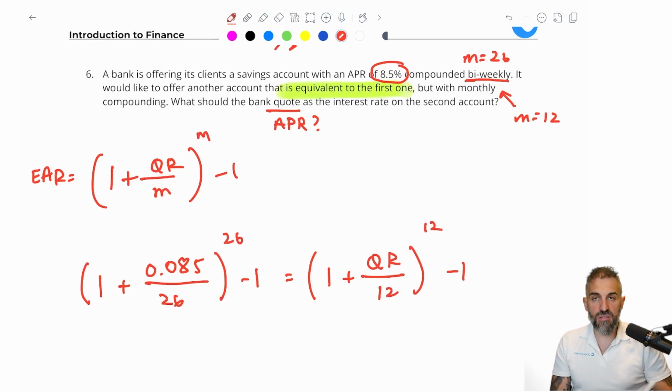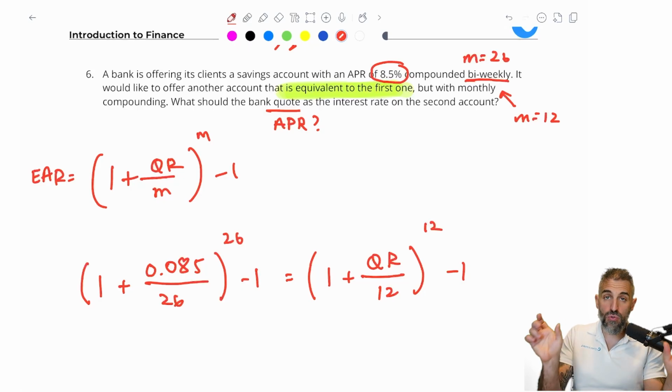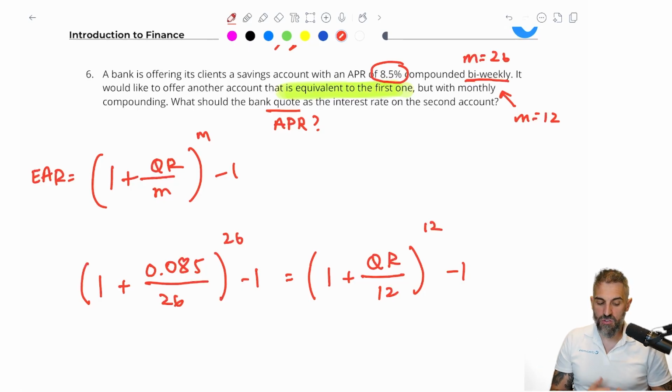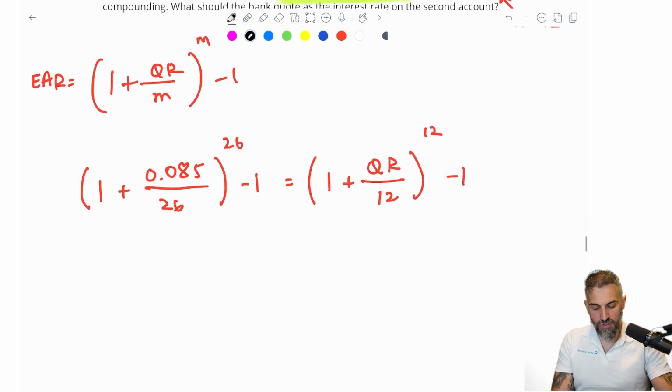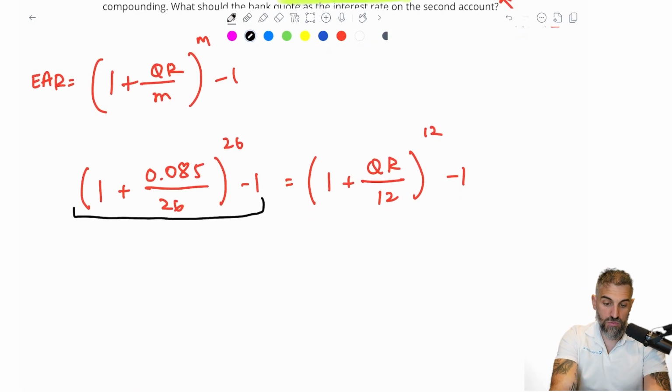Okay, guys, this is the logic to solving this question. You are trying to find two quoted rates that are equivalent once you take into account the fact that they have different compounding frequencies. And so all you need to do is solve this. Now, while this might look algebraically difficult, this entire thing is just one value, right? So you can punch that. I would start with that. Punch that into your calculators.